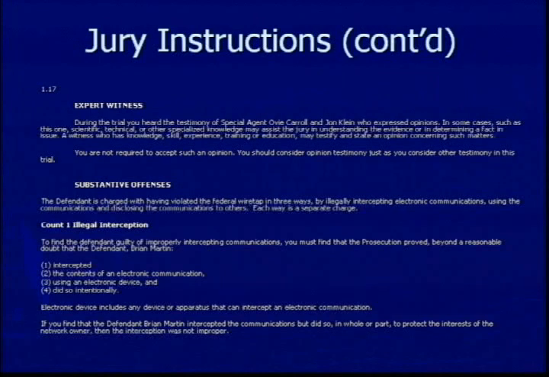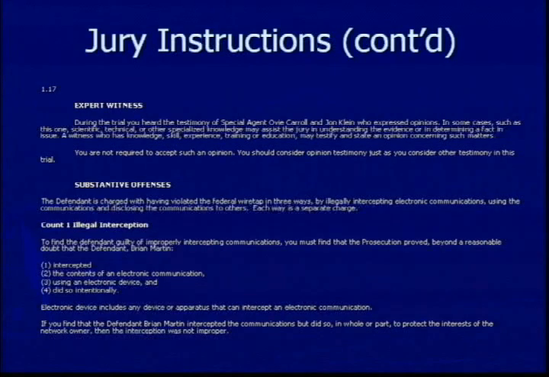Let's talk about the substantive offenses. I'm going to give you the elements of the offenses that the defendant has been charged with. Number one, illegal interception of a communication. To find the defendant guilty of improperly intercepting communications, you've got to find that the prosecution proved beyond a reasonable doubt that the defendant, Brian Martin, 1, intercepted, 2, the contents of an electronic communication, 3, using an electronic device, and I'll define that in a moment, and that the defendant did so intentionally.